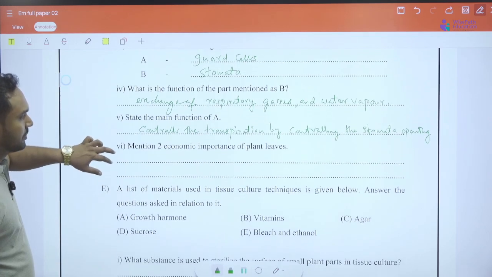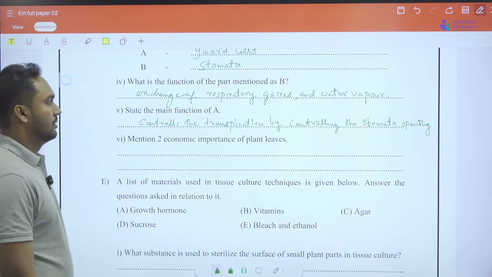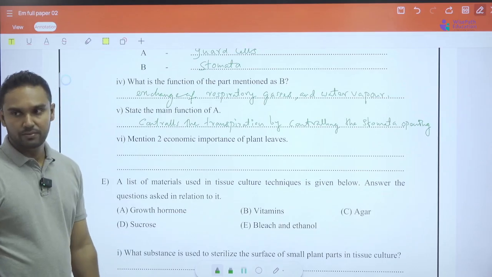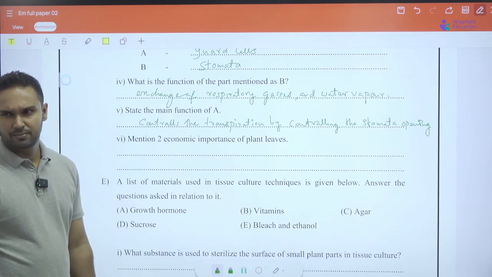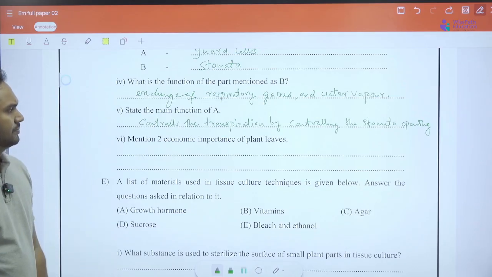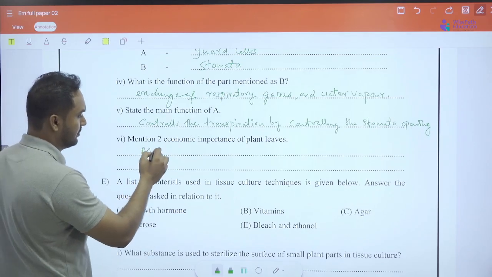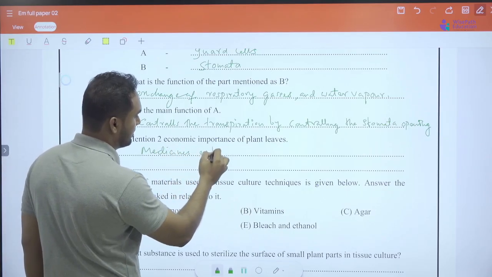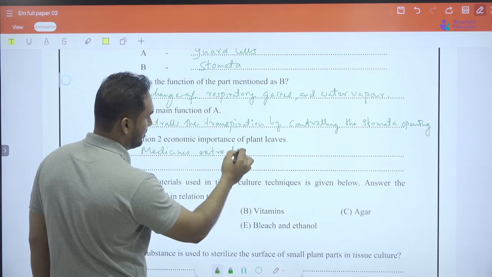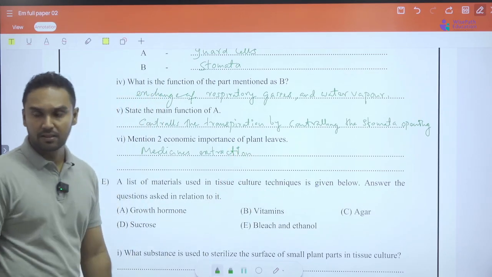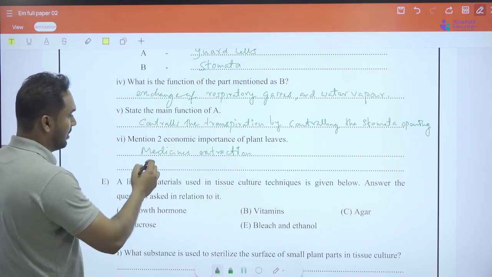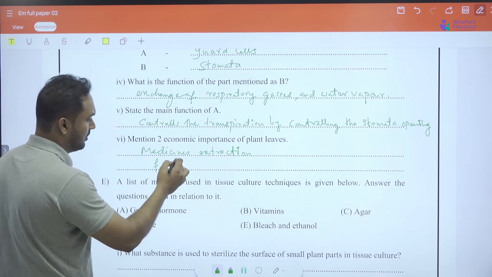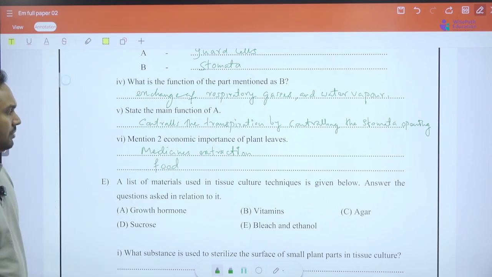Mention two economic importance of plant leaves. What you can use the plant leaves for? For the medicines. Medicines extraction is one of the main things. And you can eat it, right? Food. Yes.